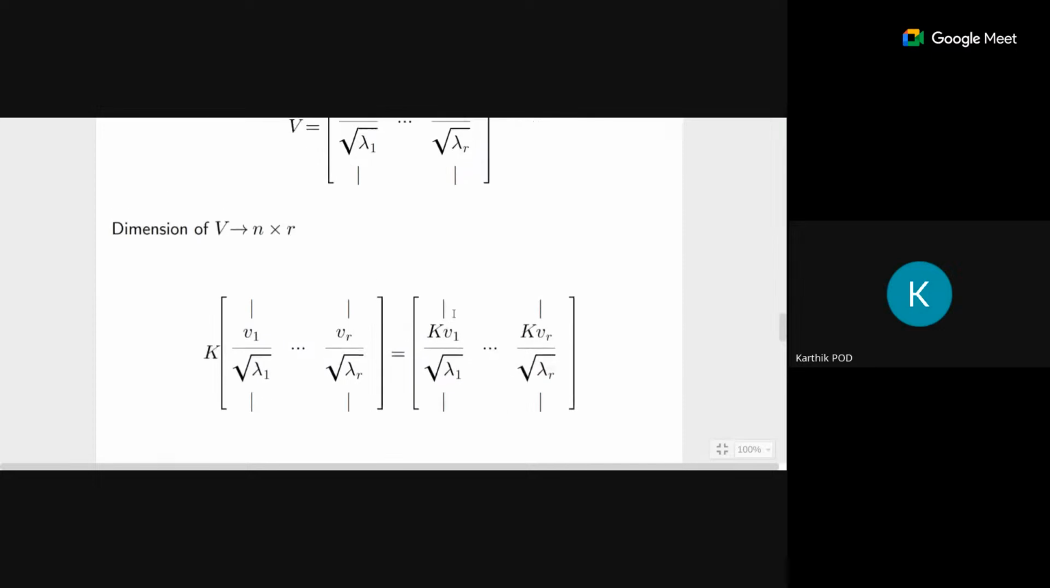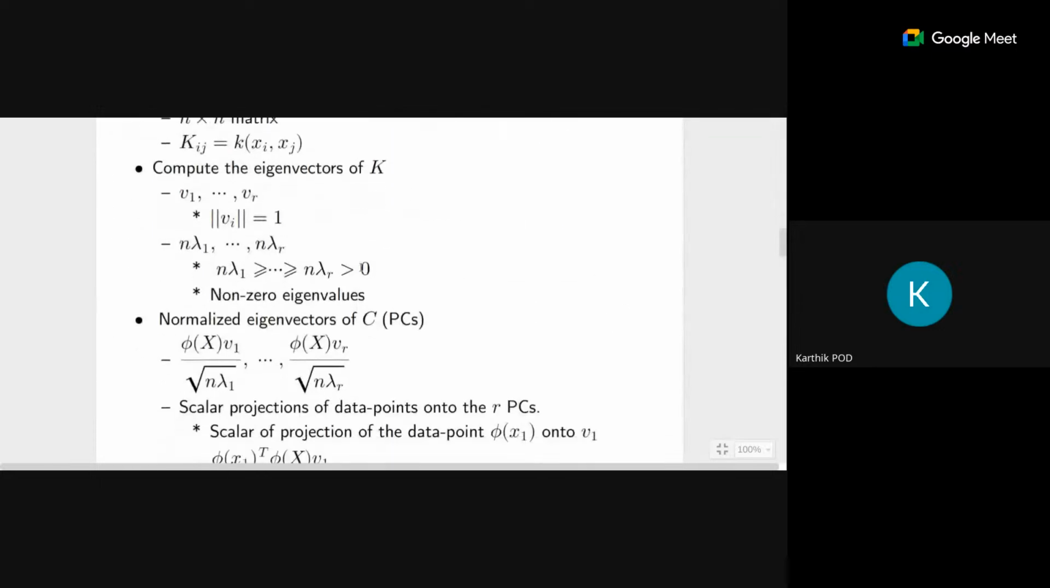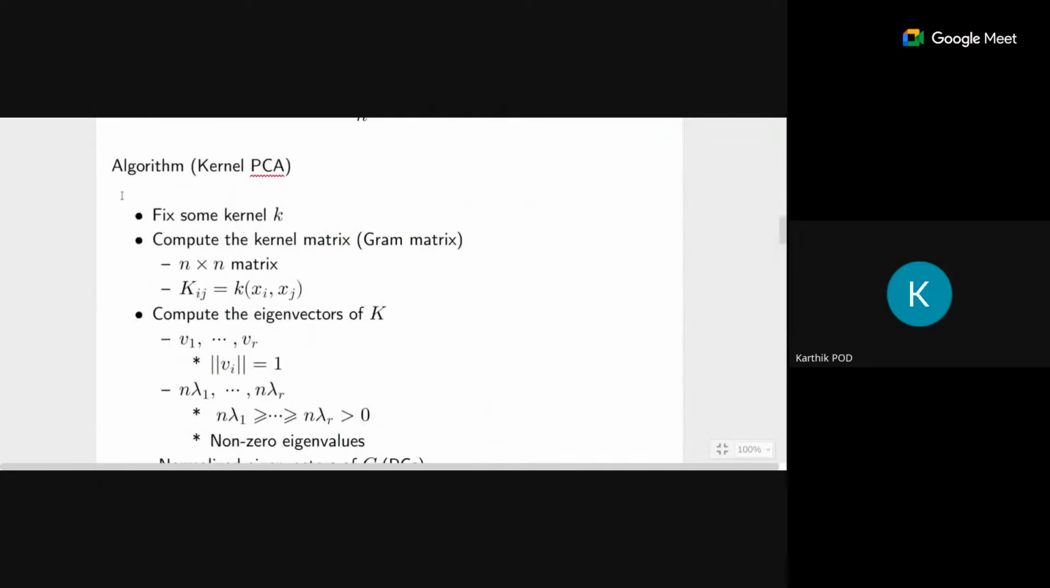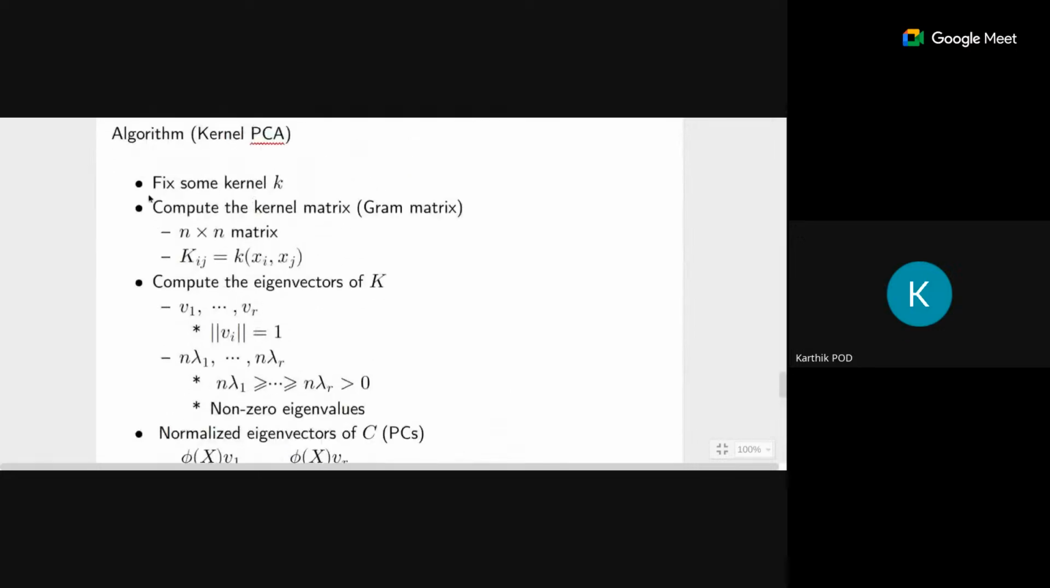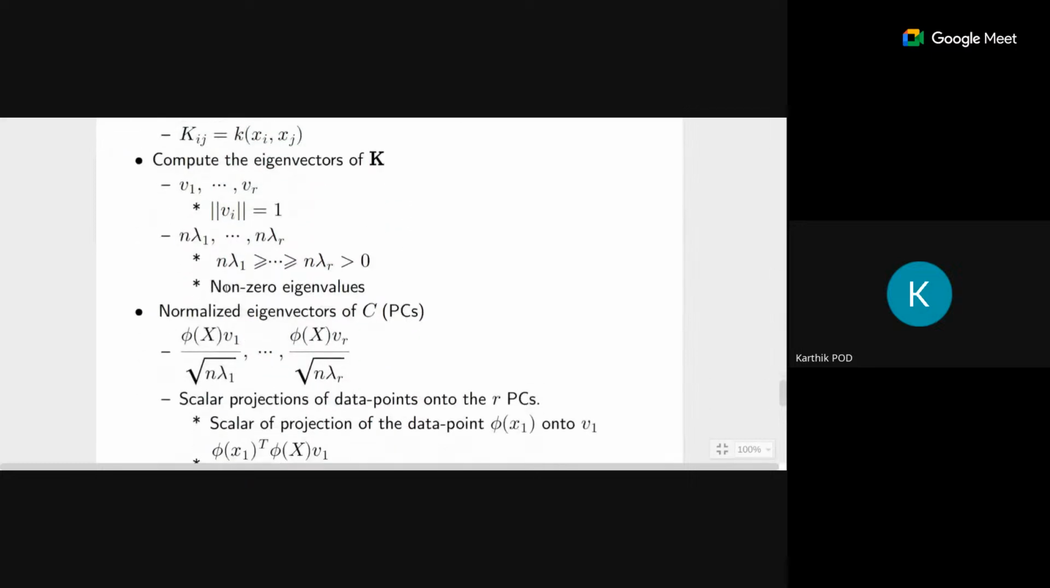Okay, so if you now go back to the algorithm, the algorithm can be more succinctly given as follows. It is actually very simple if you think about it. Fix K, compute the kernel matrix, I'll make all these capital bold, and compute the eigenvectors. I'll go back to my convention of not using n here. All this remains the same.